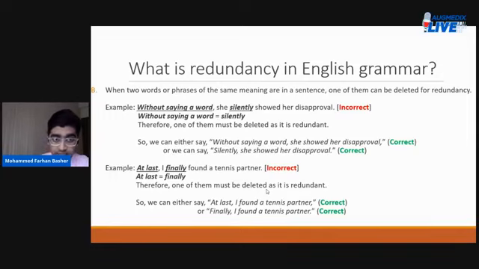So we can say, at last, I found a tennis partner. Or you say, finally, I found a tennis partner. Are we clear? However, redundancy is a very short chapter.